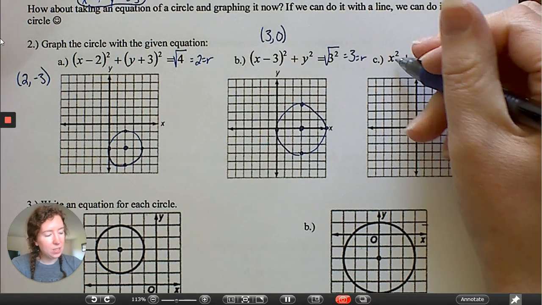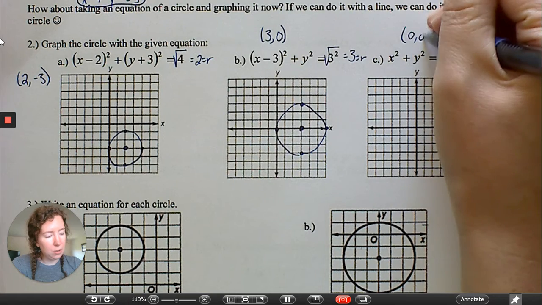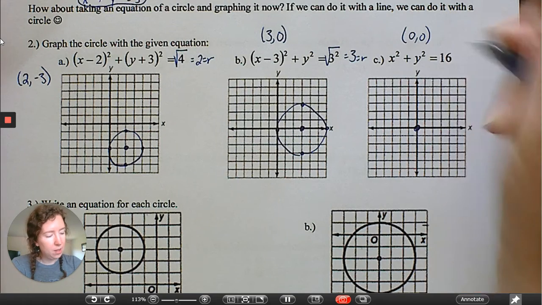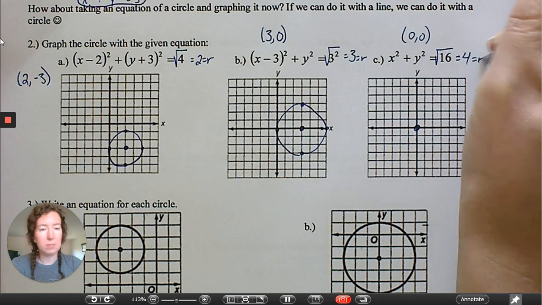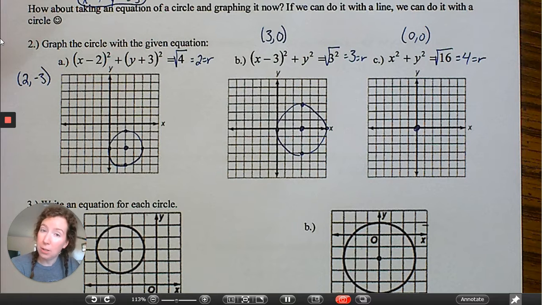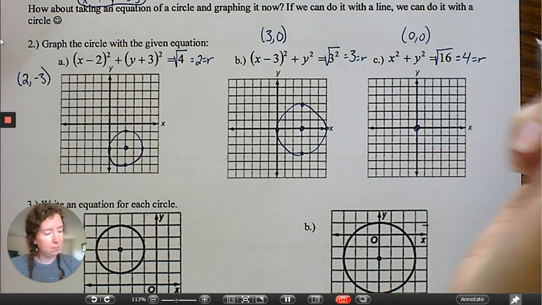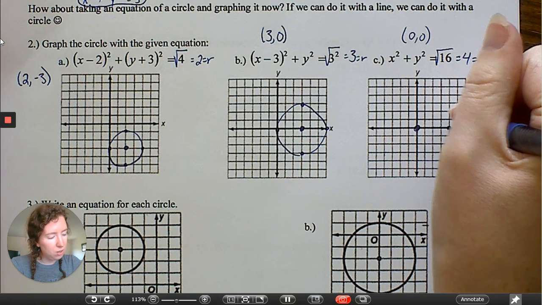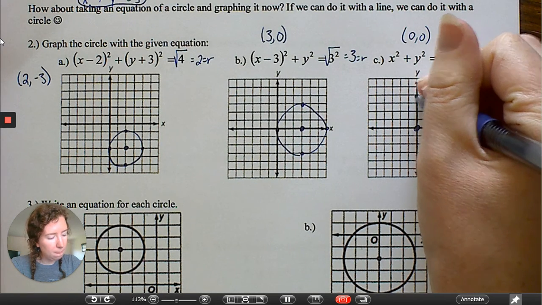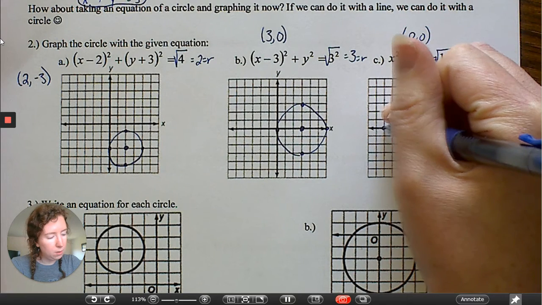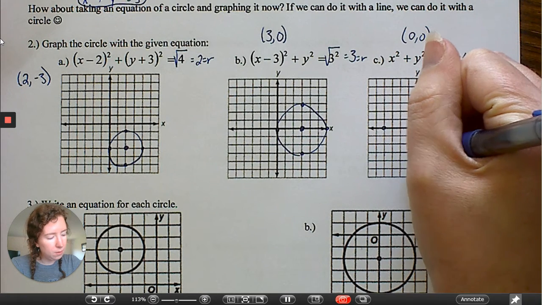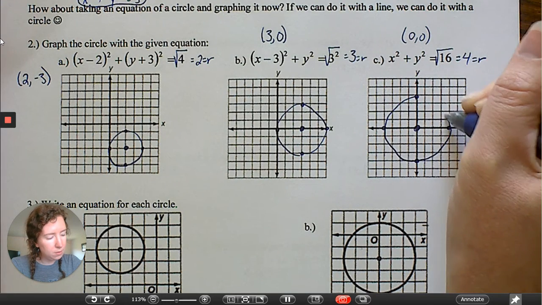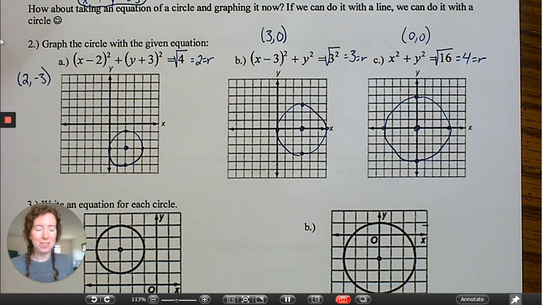Next one, we've got x squared and y squared. So I know this one's going to start at the origin because there's nothing subtracting or adding. So I've got the origin here. The square root of 16 is 4. So that's my radius. Remember, we're square rooting. We're not dividing by 2. So that's another common mistake I see. So the square root of 16 is 4. So you count out 4 in each direction. 1, 2, 3, 4. 1, 2, 3, 4, and you make your circle. Isn't she pretty?